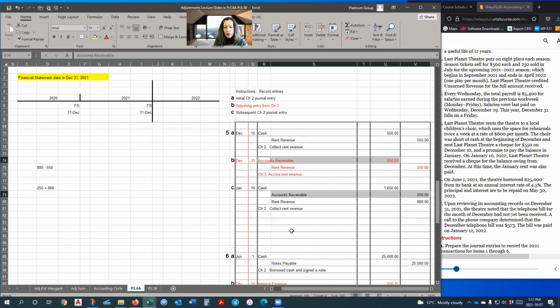And you can see how with journal entries A and B, we got $800 in revenue in December. And here in January, we've got $800 in revenue. Revenue recognition. We record revenue as it is earned. Any questions?